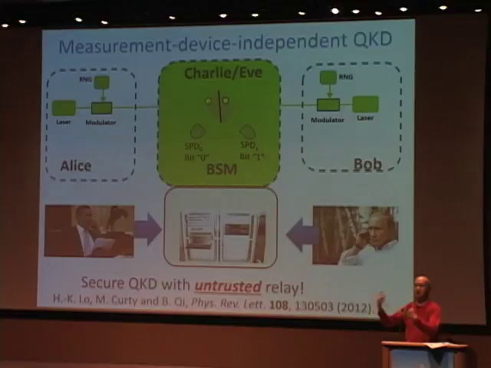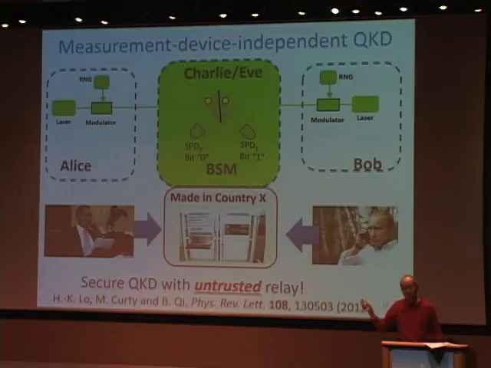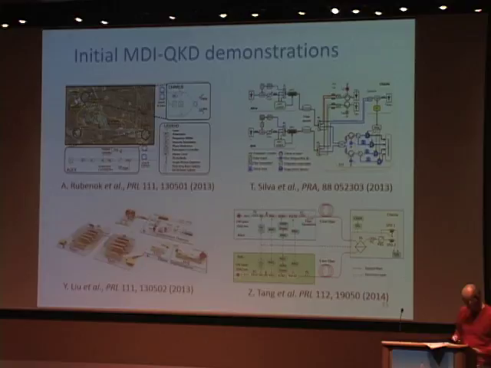The whole point is that this Charlie, even if untrusted, does not need to be trusted for the scheme to be secure, and it will still work. So you can buy equipment from whatever vendor or whatever country, like country X, and you can still make QKD secure. That's the impact of MDI QKD. And since our proposal, there have been quite a few demonstrations.